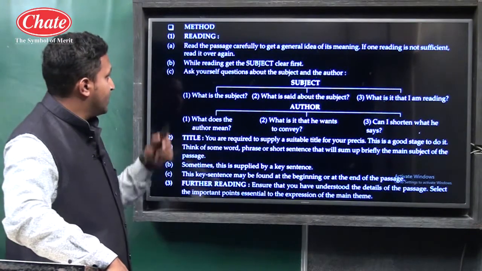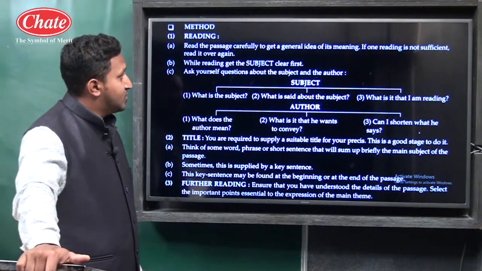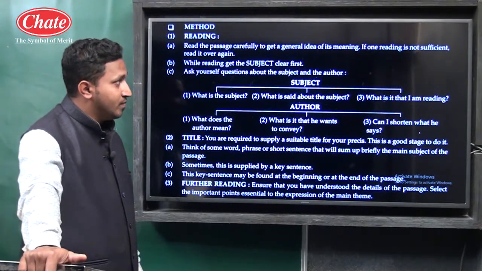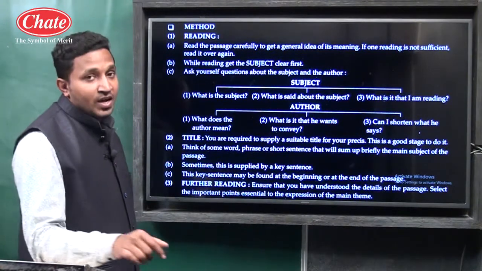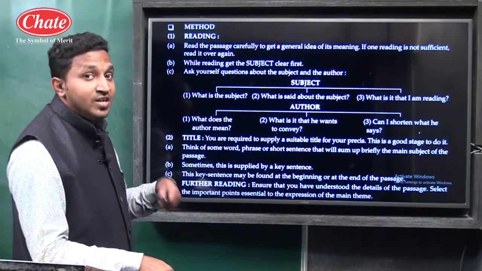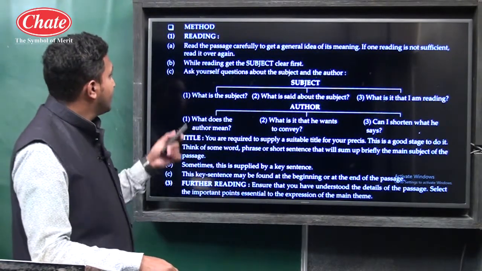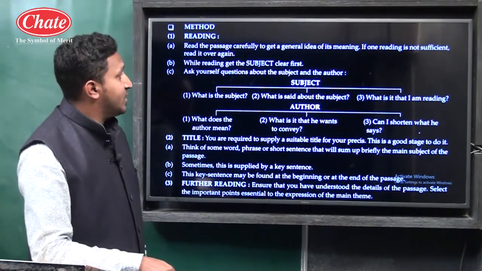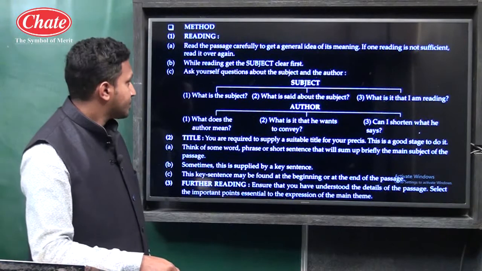So let's see. Reading. Read the passage carefully to get a general idea of its meaning. If one reading is not sufficient, read it over again. So we should read it once. If you are not able to understand it, read it again and understand what the passage is about. Then while reading, get the subject clear first. We should understand what the subject of the passage is.